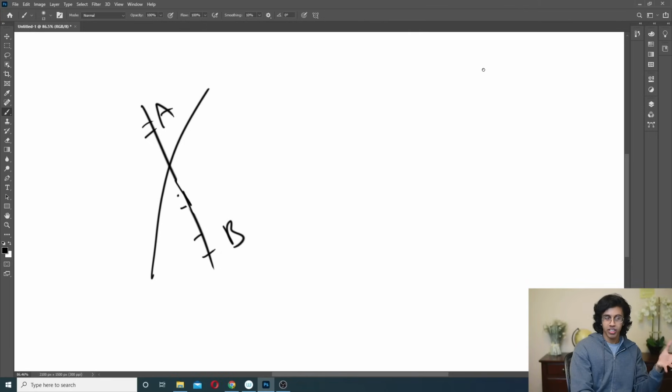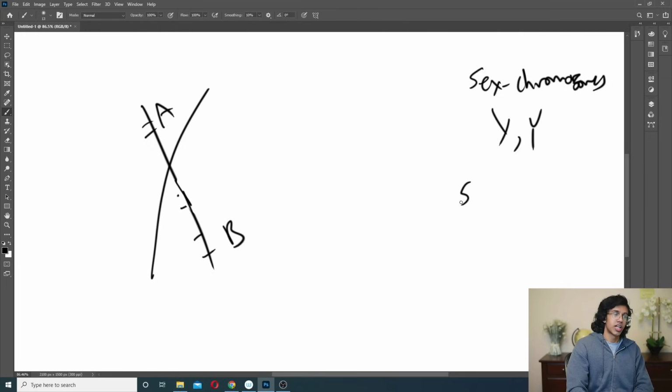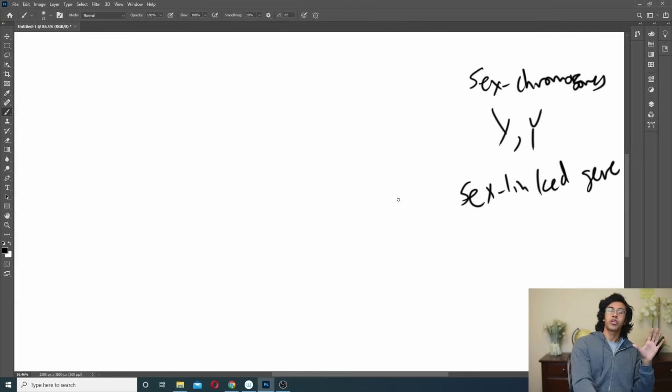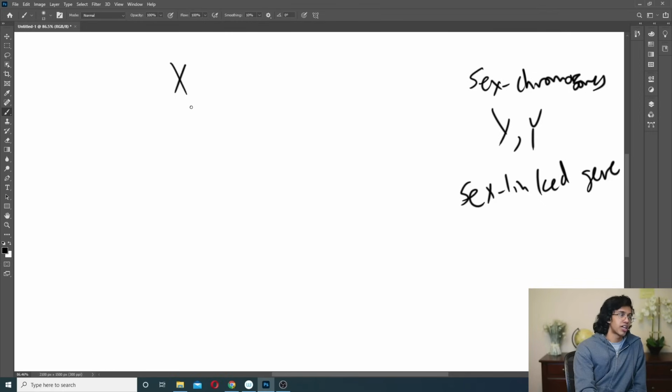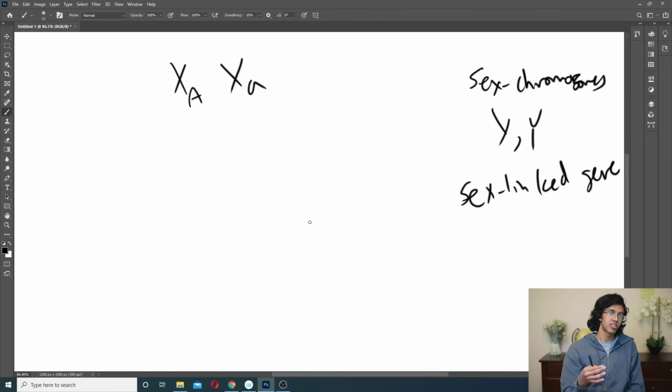And when these are on sex chromosomes, right, which are your X and Y chromosomes, this is called a sex-linked gene. Now, what's interesting about sex-linked genes is that they're completely different, right? Because a boy and a girl get different X and Y chromosomes, right? So essentially, the way we represent genes on an X chromosome, we do X^A and X little a, and let's just do the example of hemophilia, which is an X-linked recessive disorder.